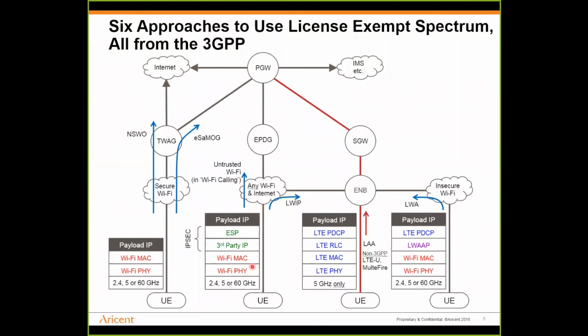Then we come to the more interesting and more recent bits. We have these 2 approaches called LWIP and LWA. These are basically LTE over Wi-Fi approaches, where we use bits of the LTE stack, like here, LTE PDCP on a Wi-Fi stack. Here, we use IPsec over Wi-Fi to connect to the eNodeB.